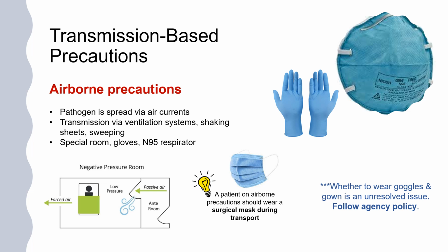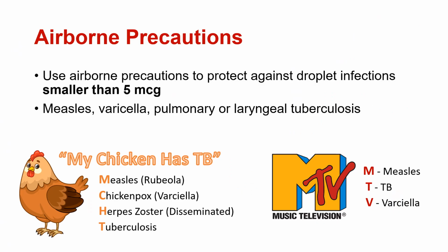Again, very similar to droplet, CDC does not require you to put on a gown or goggles. Okay, again, it kind of seems counterintuitive, like why wouldn't I just put everything on? These things are floating in the air. Again, evidence-based, they say it's not required. However, you put on your N95 and you put on your gloves, and if you feel you need the face shield or the goggles and the gown, then put it on. And here are our mnemonics for airborne precautions: My chicken has TB and MTB.